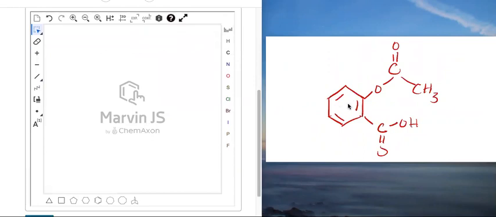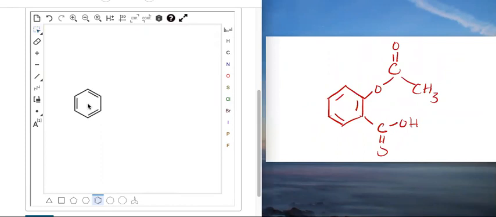So what do I do first? I like to start with my rings. I'm going to pick a ring and put it in. It's a benzene ring with alternating double bonds. Now I'm going to build the bottom of this molecule first. I'm going to pick carbon and pull down, and I got a carbon. Now I want to bond an oxygen to that carbon. I'll click my carbon and pull down, and it bonds to an oxygen, but that's a single bond, so I need to change that.